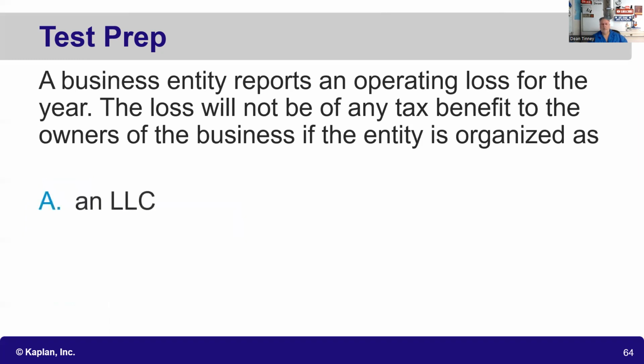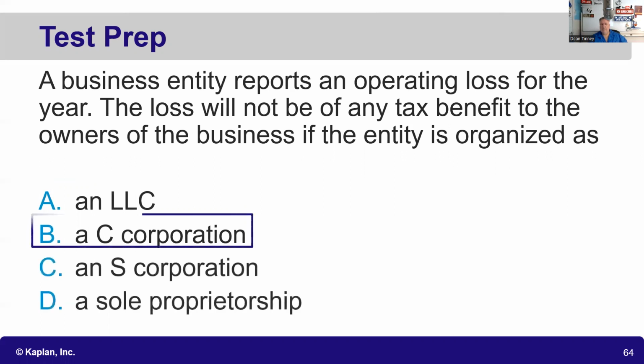A business entity reports an operating loss for the year. The loss will not be of any tax benefit. Here we go again, right? It's the C Corp because, again, there is no flow through.